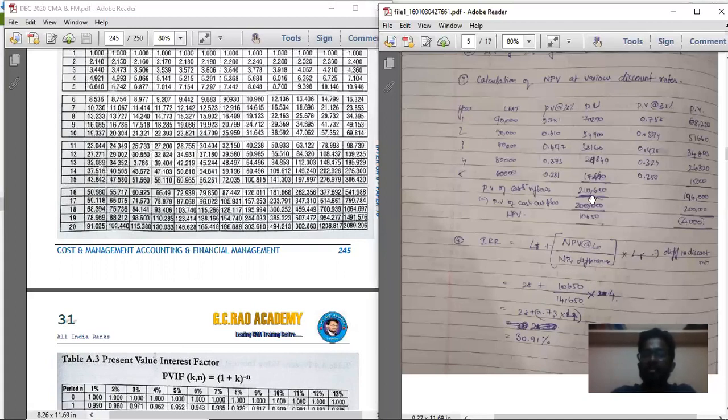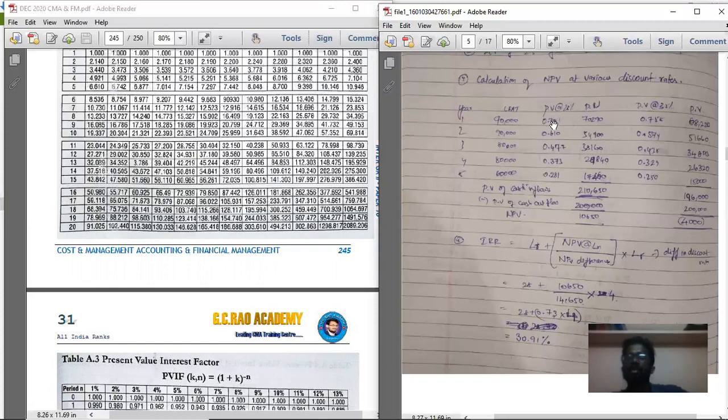So lower rate is 10,650, lower rate minus higher rate we should do. So 10,650 minus of 4,000. So it will become plus. Minus 4,000 means it will become plus. So plus 4,000, you are getting 14,650. So denominator record 14,650. Simple.